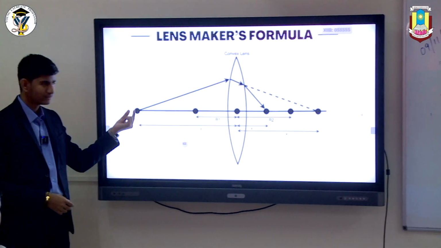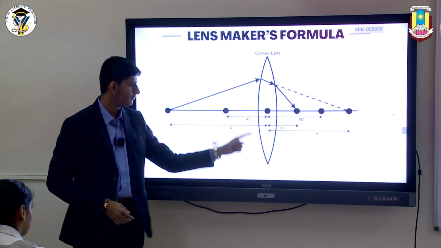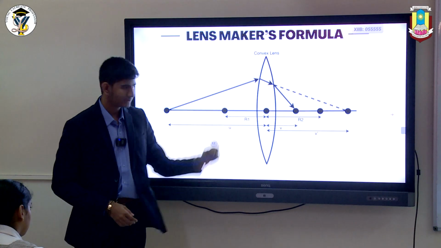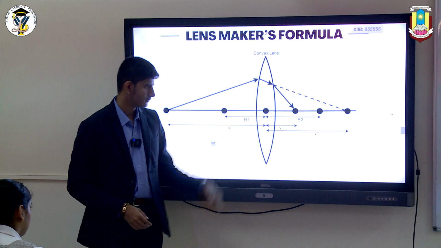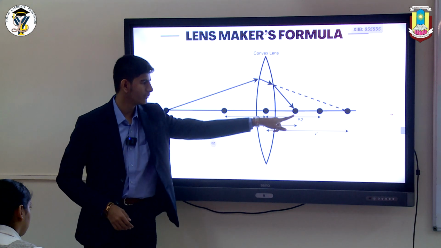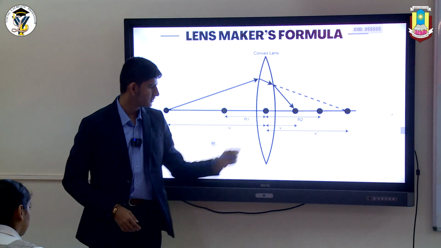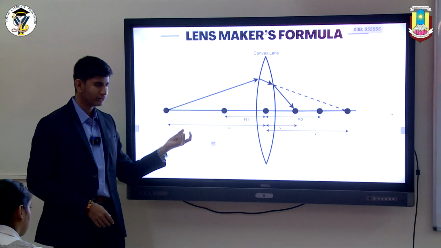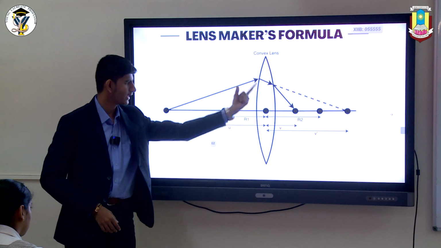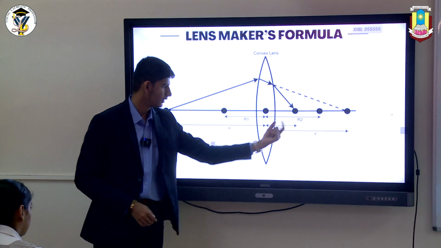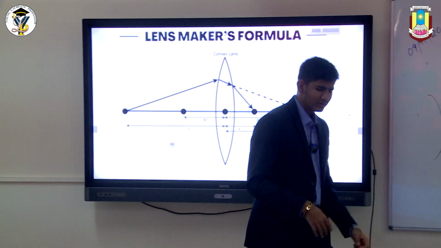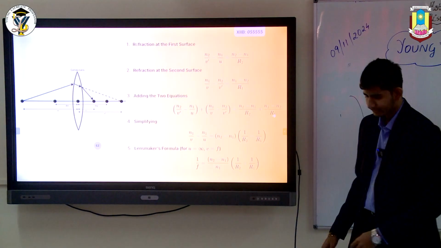This is the point source. Ray hits the first phase, refracts. Then it hits the second phase, refracts again. And hence we get the final image at this point where the distance is v, object distance is u, radius of curvature of second phase is r1, radius of curvature of first phase is r2. So now let's just look at the derivation.